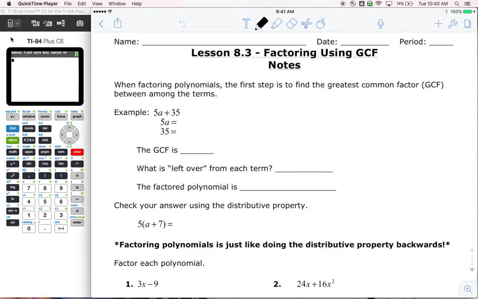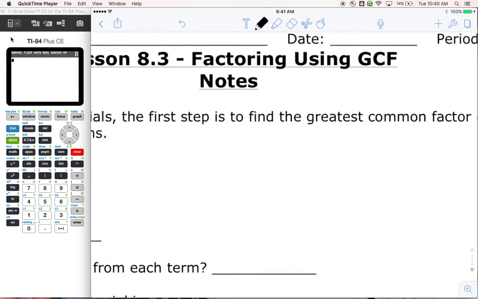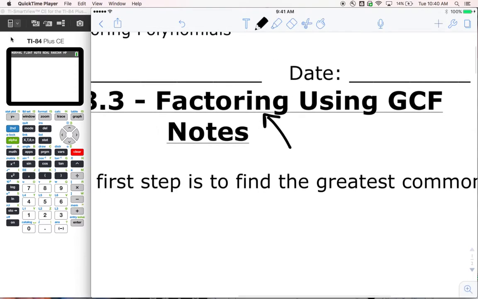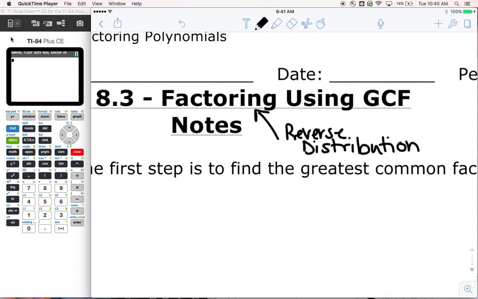Lesson 8.3, factoring using greatest common factor. GCF stands for greatest common factor. Huge idea today, you guys, and that is the idea of factoring. This is the first time you've ever seen this, and factoring you can think of as reverse distribution. Just understanding that factoring is doing distribution in reverse helps so much with understanding factoring.